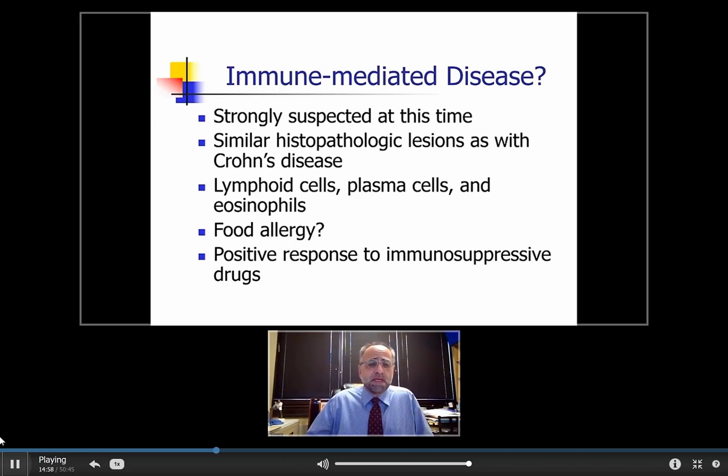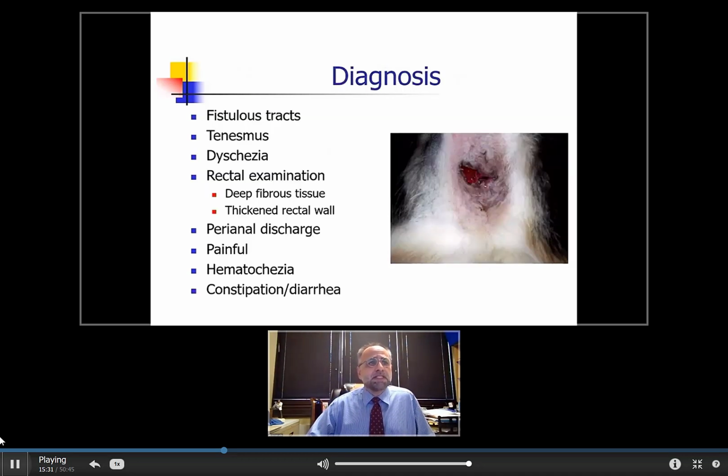Histopathologically, the reason why we think it's immune-mediated is because the histopath lesions are very similar to Crohn's disease in people, which is an immune-mediated disorder. And what pathologists are seeing, they're seeing a lot of lymphoid plasma cells and eosinophils in the tissue surrounding these lesions. There is some suspicion that it may be related to a food allergy. But over time, as we've treated these patients with immunosuppressive drugs and gotten a very good positive response, it lends more credence to the immune-mediated etiology.